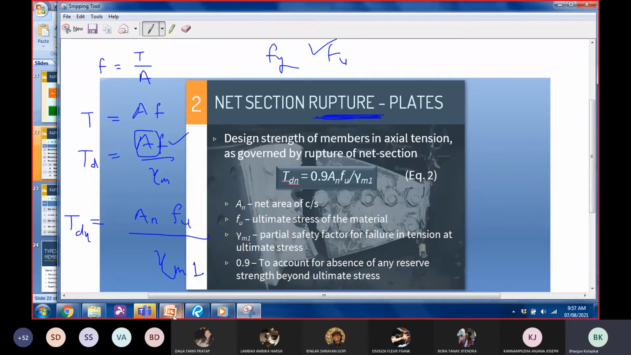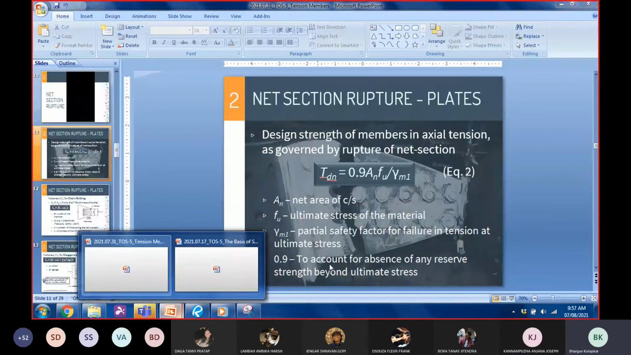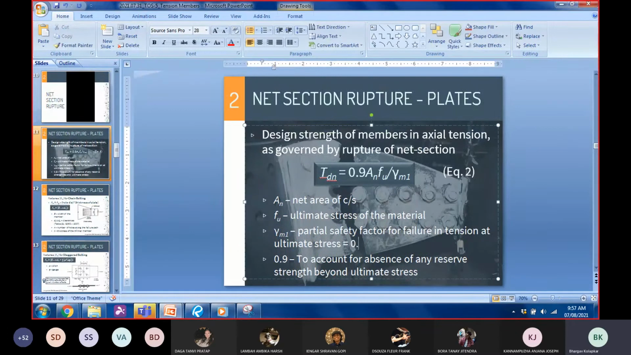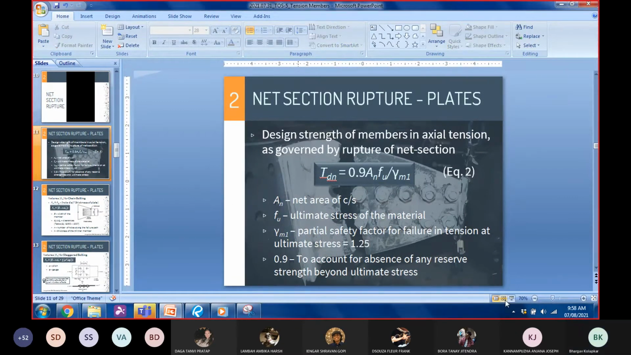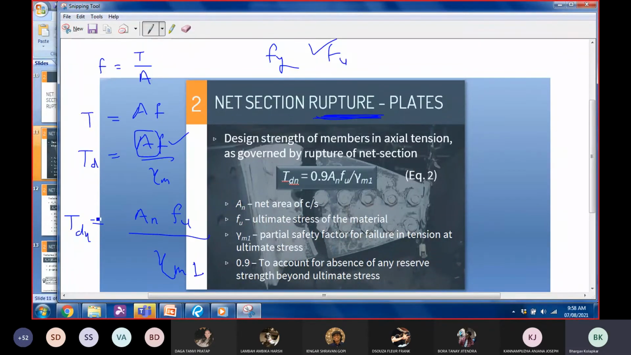Now, just so that you wouldn't have to go back and refer to this, I'll write it here itself. This is equal to 1.25. But there's one more term here, and that term is 0.9. The question is why 0.9?